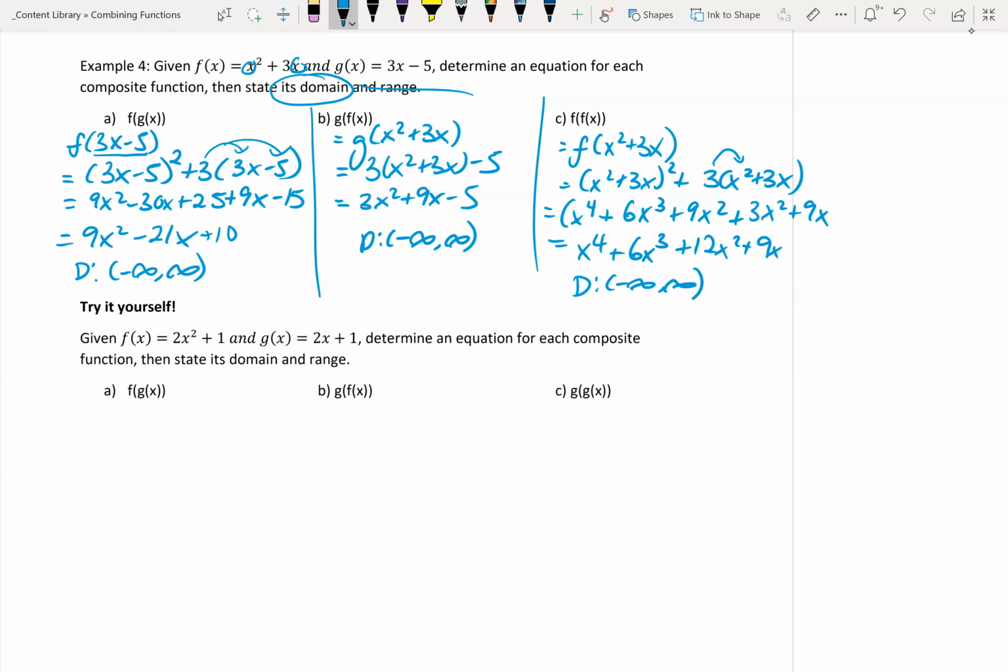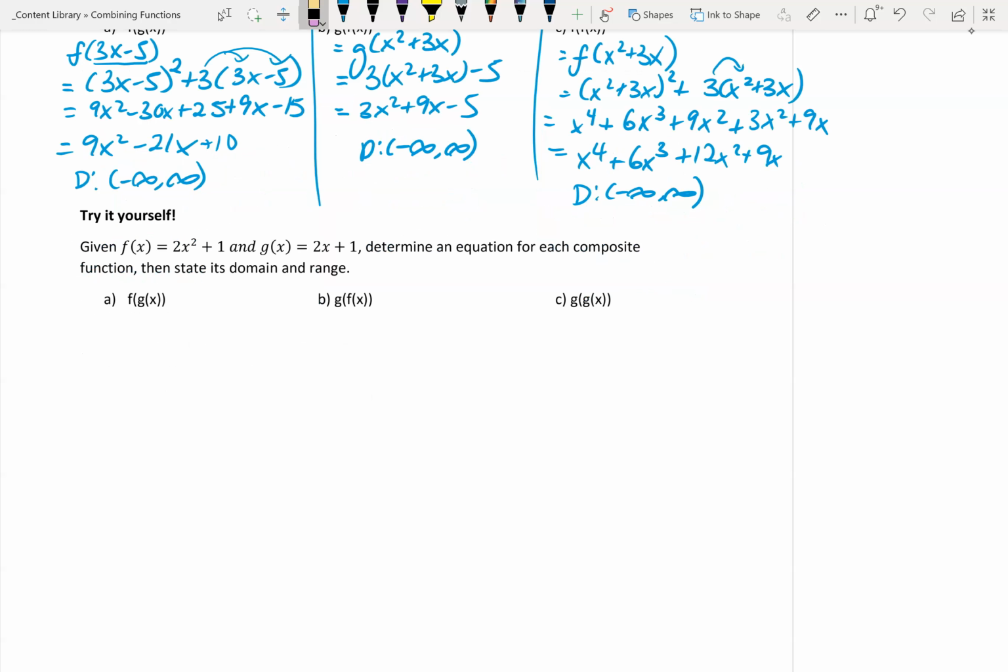So do the try it yourself on your own, and then when you're ready, press play for the solution. So we're going to insert our g of x into our f of x. Our g of x is 2x plus 1. For our f of x, that's 2. I'm going to insert 2x plus 1 in there, square it, because that's part of f of x, plus 1. And then we're going to simplify.